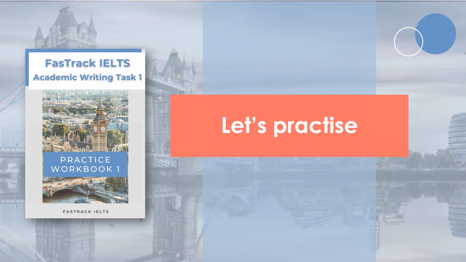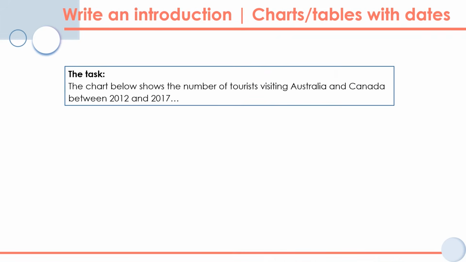Now it's time to practice. Get your practice workbook 1 and let's write some introductions together. The first task is: the chart below shows the number of tourists visiting Australia and Canada between 2012 and 2017. For simplicity, I'm not going to show you the full task. Just concentrate on this sentence. Pause the video and write your introduction now. Ready? I wrote a couple.